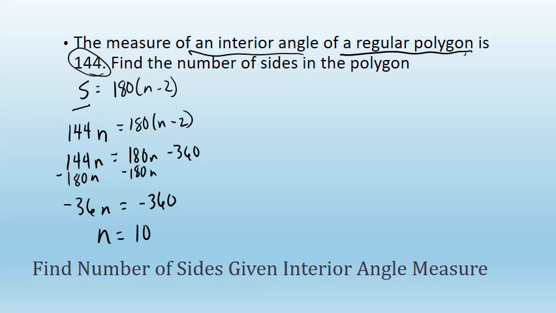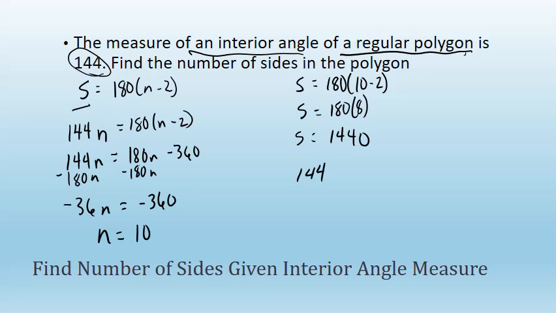Let's prove that. Let's work this the other way. Let's say that the sum is equal to 180 times 10 sides minus 2. So that sum should be 180 times 8. And let's see what 180 times 8 is. 180 times 8 equals 1440. Okay. And if I have one angle that's 144 times 10, well, that also equals 1440. So the number of sides is 10 by using the polygon interior angle sum theorem.